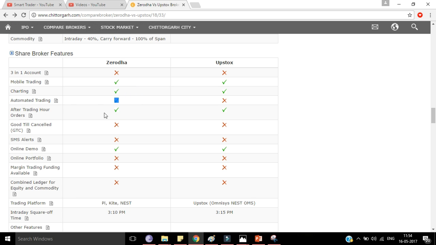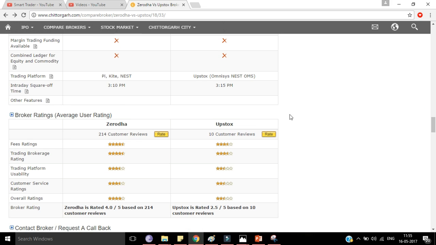Talking about the after trading hour orders, yes, both provide this feature, well and good. Good till cancel, GTC, both don't provide this feature. SMS alerts, no. Online demo, both provide an online demo, that's great. Online portfolio, no. Margin trading funding available, no. Combined ledger for commodity and equity, no. As you guys know, these both are discount brokers, so they won't have all these options, because for the money they are taking, they cannot give these features.